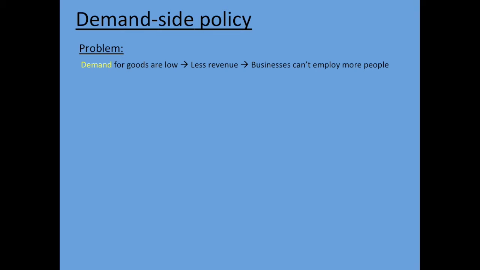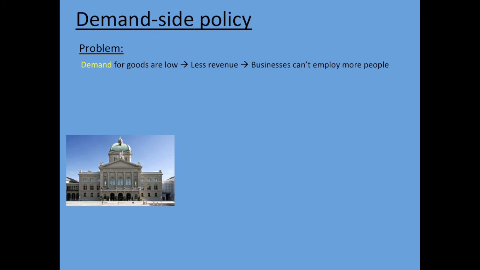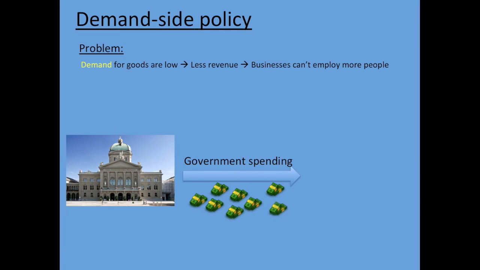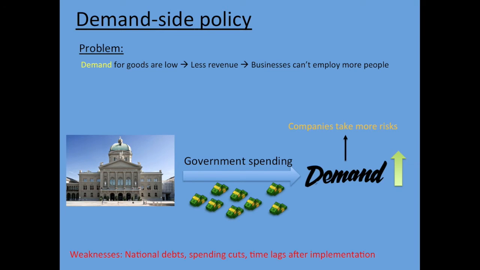The most important property of the demand-side policy is that government spending is a vital necessity for the economy to run. The money output program should increase demand and therefore make a company take more risks, like employing more people. However, some critics claim the policy to have time lags after the implementation, high national debts, and difficulties to regain the spent money, which results in spending cuts.